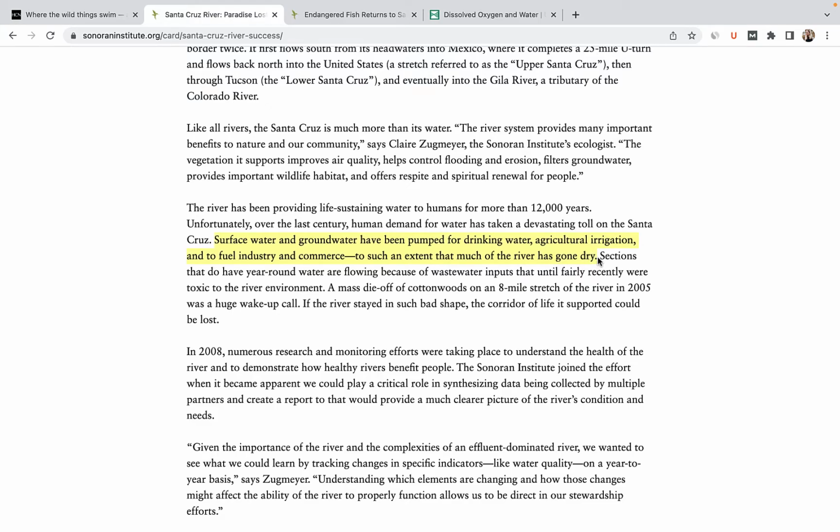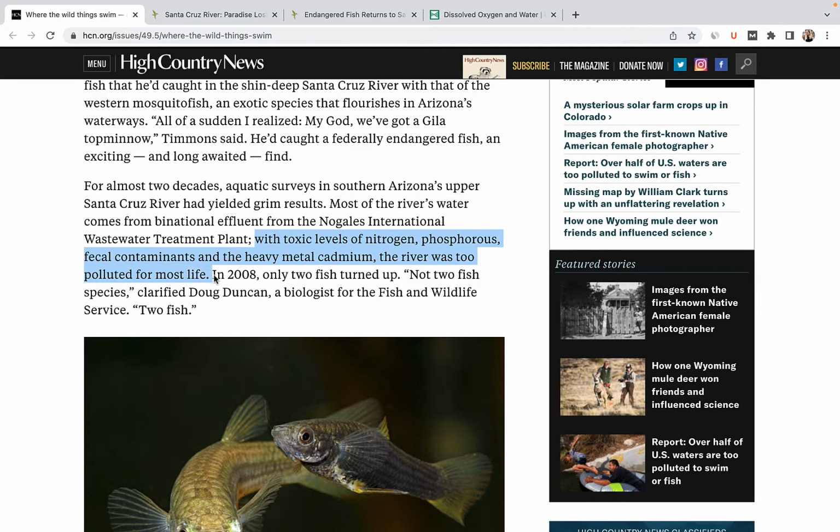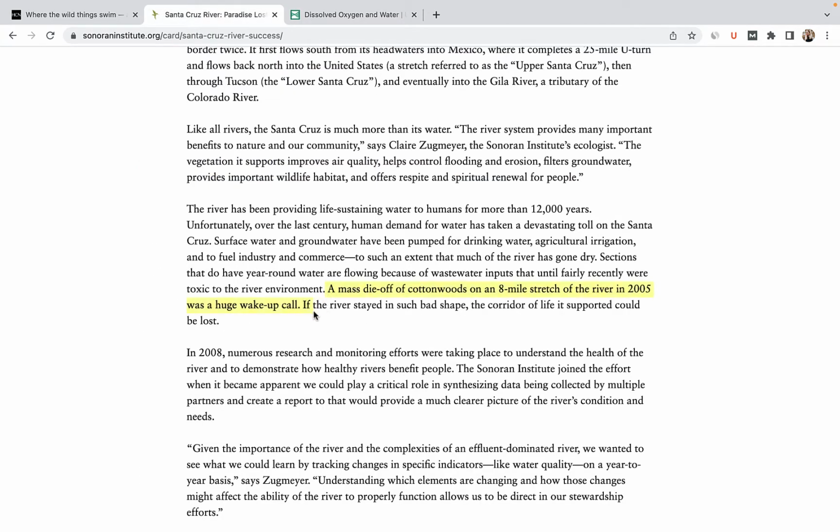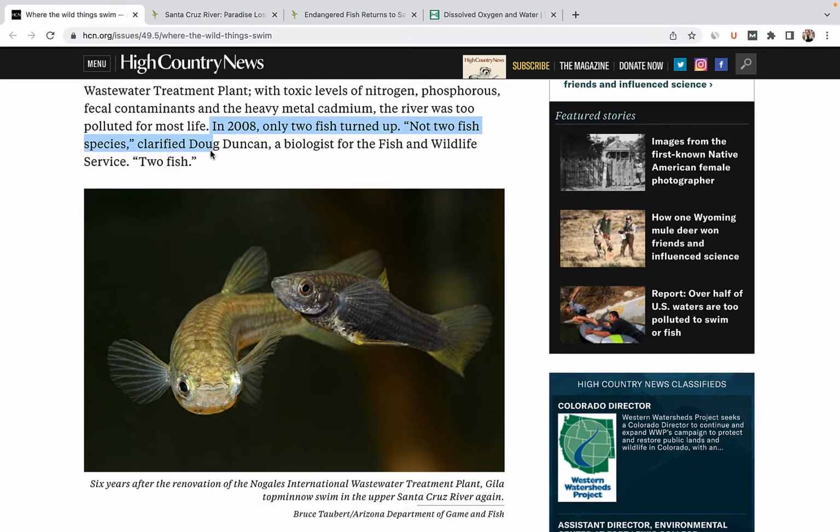The river's water had been pumped to such an extent that much of the river was dry, and the water that did flow year-round came from the polluted discharge of the Nogales International Wastewater Treatment Plant. The effluent had toxic levels of nitrogen, phosphorus, fecal contaminants, and other organic material, which were gobbled up by bacteria in a process that consumed much oxygen. Without oxygen and burdened by toxic sludge, the river died. By 2008, the cottonwoods on the stream banks had withered, and a count in that year turned up just 2 fish. Not 2 species, 2 fish.